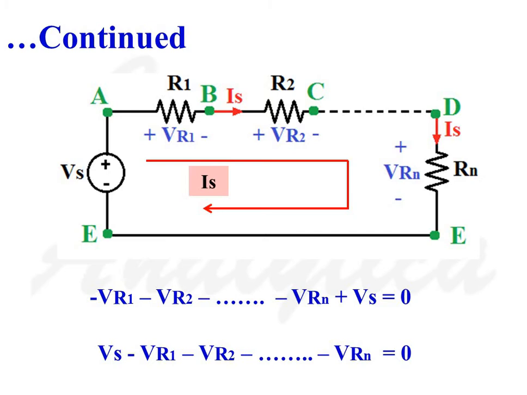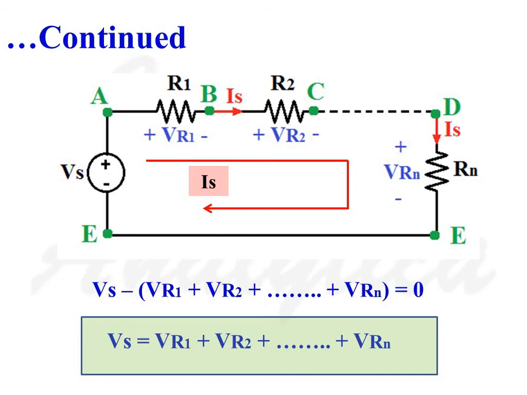Now applying KVL for this loop. So Vs minus VR1 minus VR2 minus VR3 minus VRn is equal to 0. Rearranging the terms, Vs is equal to VR1 plus VR2 plus VR3 plus VRn, and this is KVL.